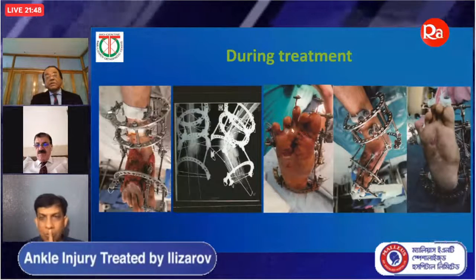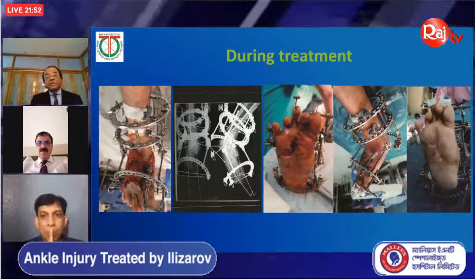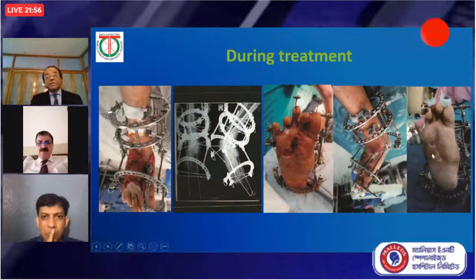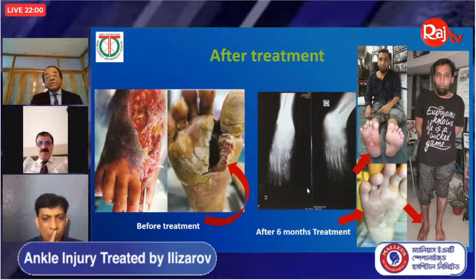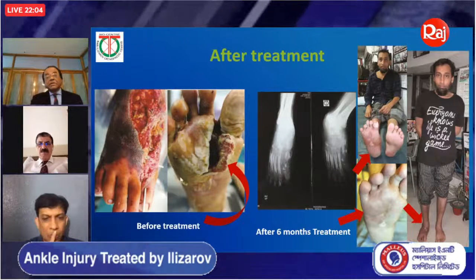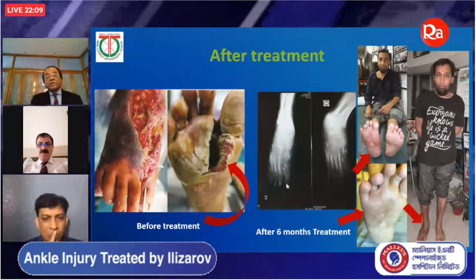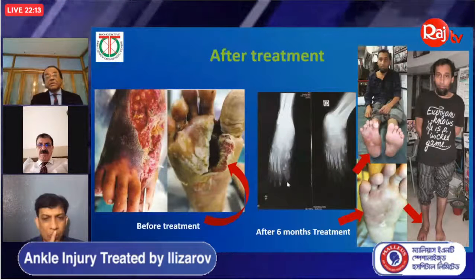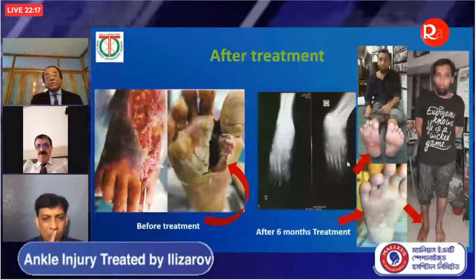and this is the sole of the foot, and we have put multiple wires through the toes, and this is after treating, you can see the sole of the foot. And then look at this, after 6 months follow-up, from this situation, ankle and foot, from the back view, and this is after removal of the apparatus. A little bit of problem was in the second and first metatarsal, but that healed very nicely.